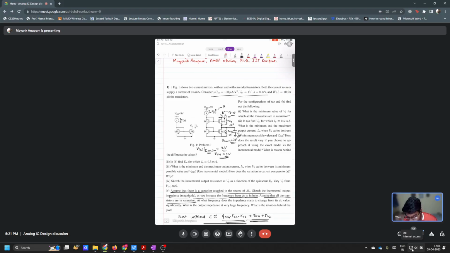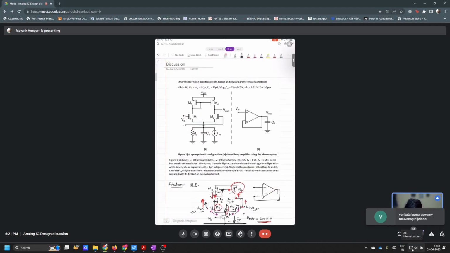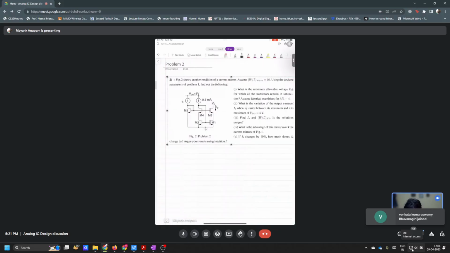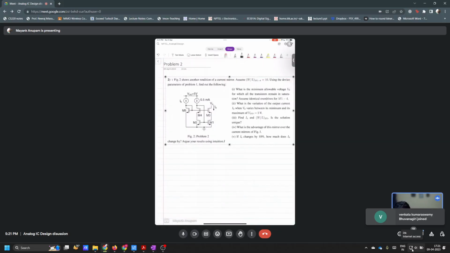Now let's see, this is exactly the same thing, except that now we have this telescopic cascode here. All the other parameters are the same. Again it is 0.5 milliamps, and VGS for 0.5 milliamps is again 2 volts, and VTH is again 1 volt. Fine.